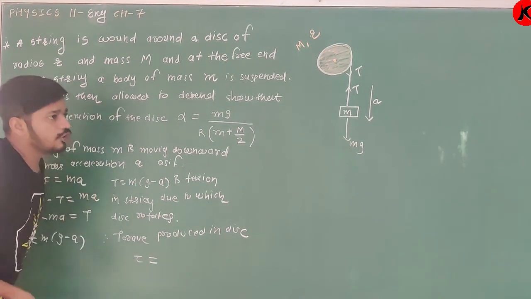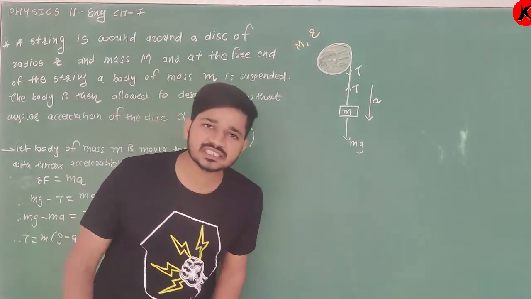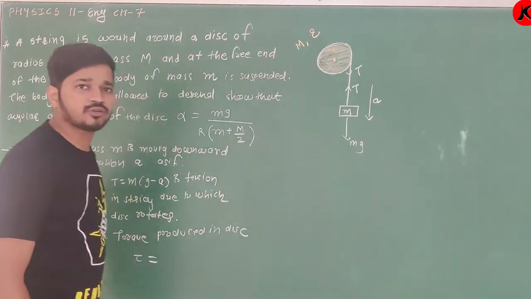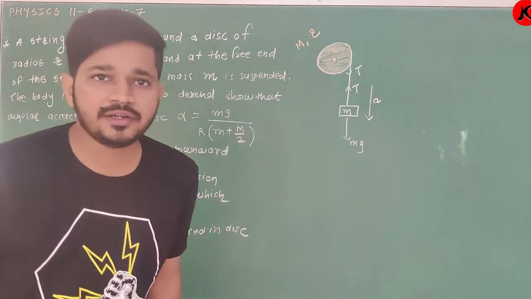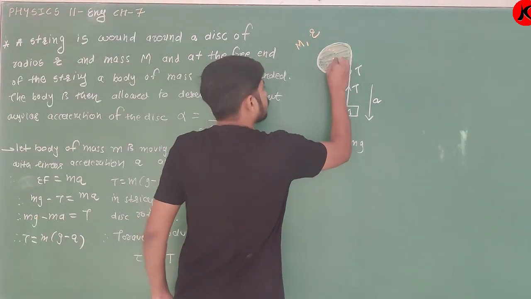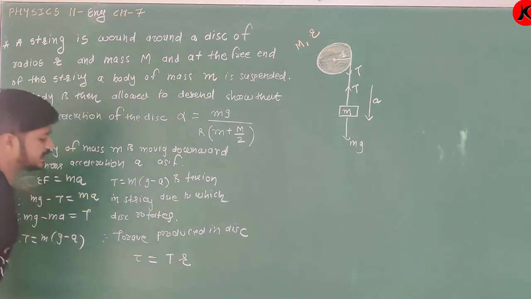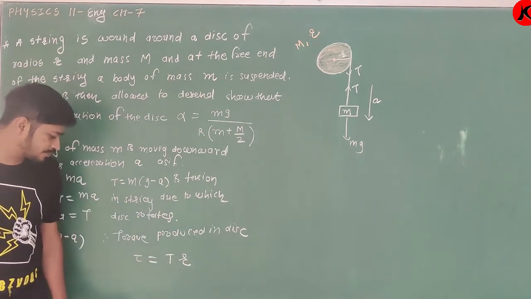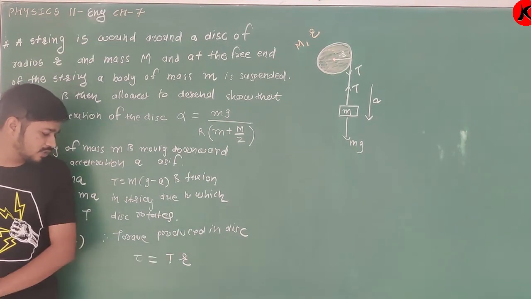Tau is equal to torque. What is the equation of torque? Torque is equal to force into perpendicular distance. Due to which force is this disk performing rotational motion? Due to tension. So tension you have to consider as force. The perpendicular distance from this axis is nothing but its radius. So torque produced in the disk, tau, is equal to force into perpendicular distance. Clear?